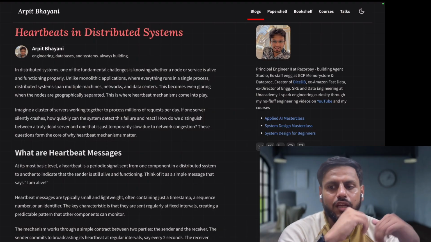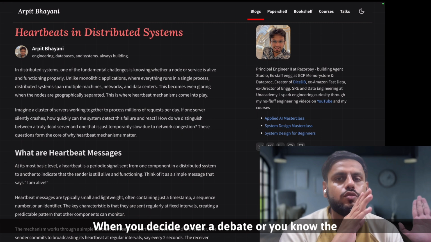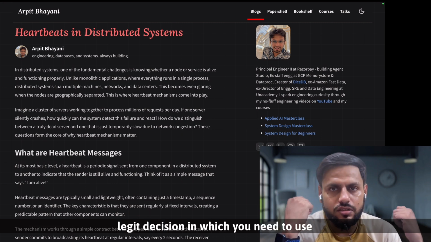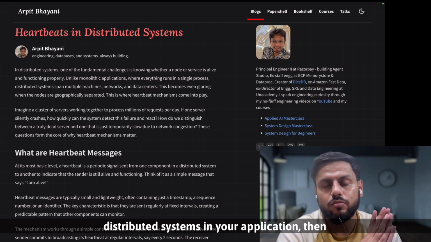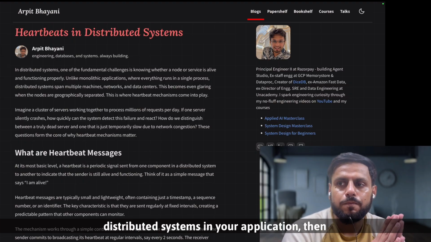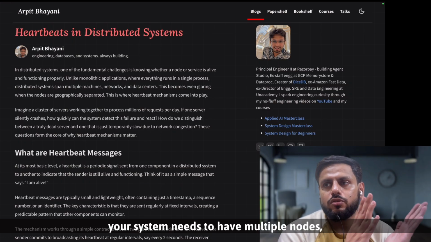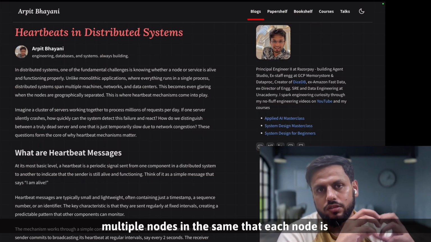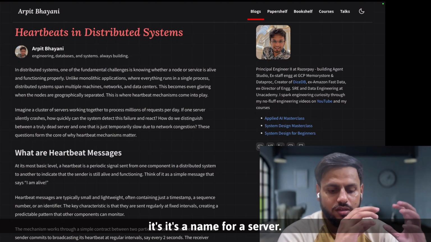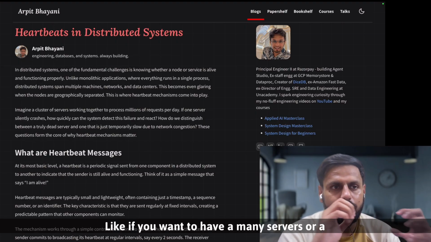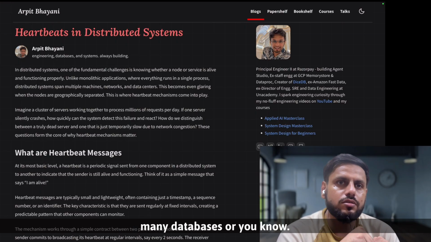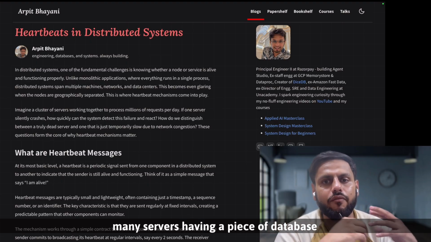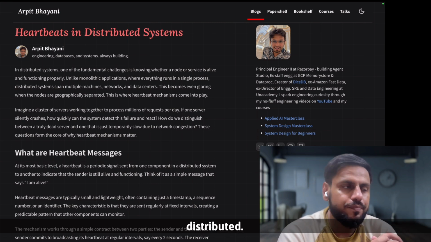But when you decide, after a debate or a legitimate decision, that you need to use distributed systems in your application, then your system needs to have multiple nodes, in the sense that a node is a name for a server. Like if you want to have many servers or many databases, or many servers having a piece of the database distributed.